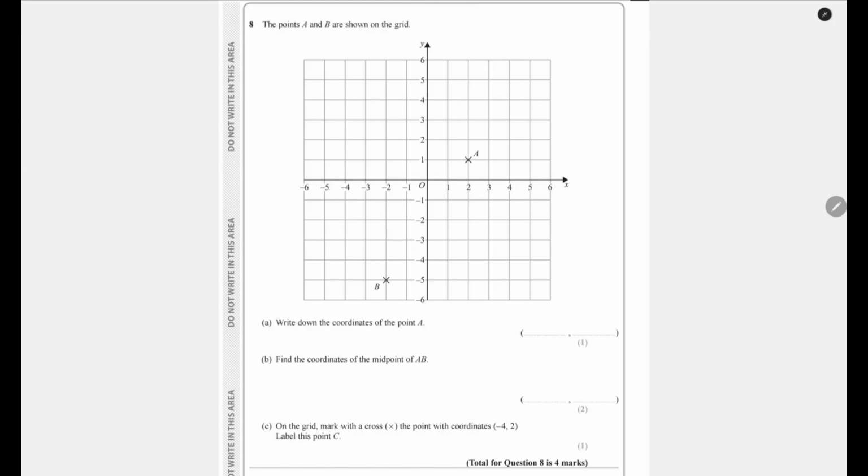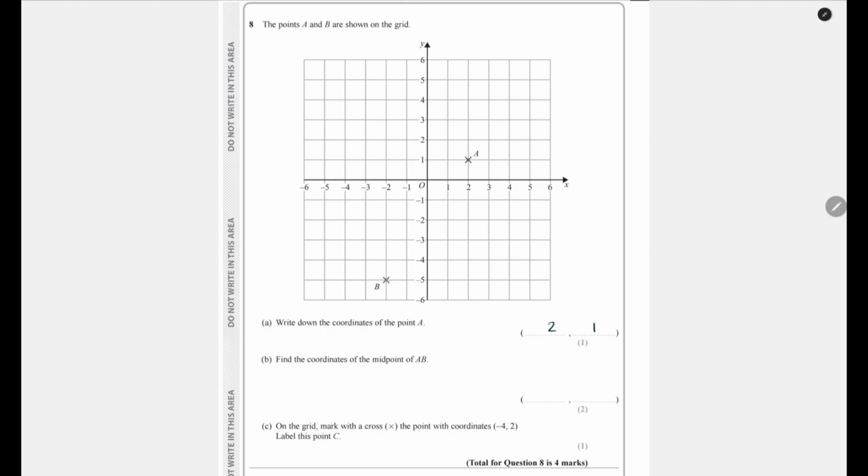Question 8 says, the points A and B are shown on the grid. Part A, write down the coordinates of point A. So point A is here. We know we go across the x-axis 2, and we go up the y-axis 1. So our coordinates are 2, 1. Part B says, find the coordinates of the midpoint of A and B.